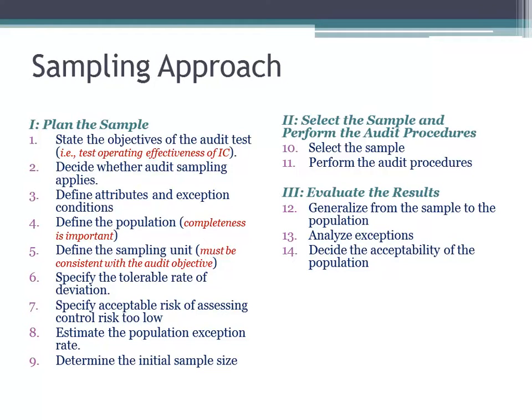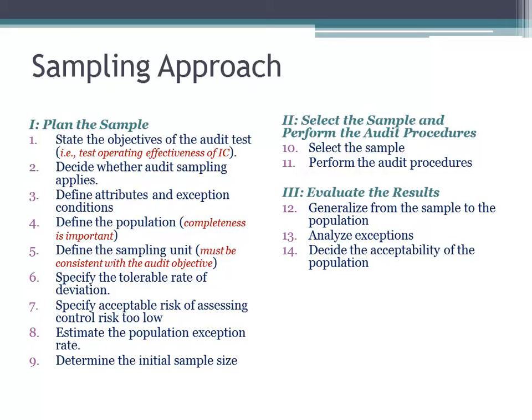If you're testing occurrence with respect to the sales and collection cycle, then you would look to see that a shipping document supports the items recorded in the sales journal. So again, you select a sample of items from the sales journal and ensure that a shipping document is included or supports that item in the sales journal.